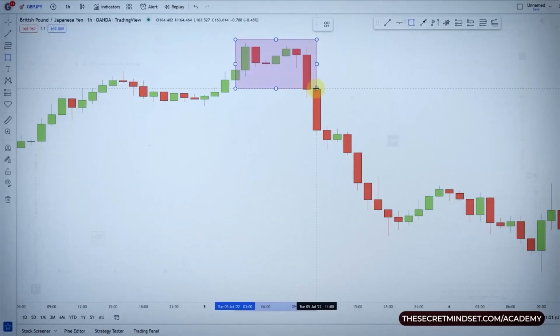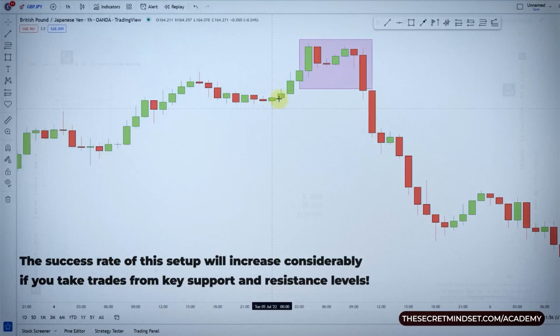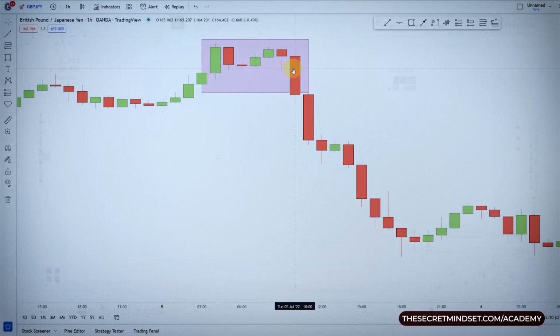Now, the success rate of this setup will increase considerably if you take trades from key support and resistance levels. If you want to avoid being manipulated and trade from the best levels, you might want to watch this video about the common traps of support and resistance.